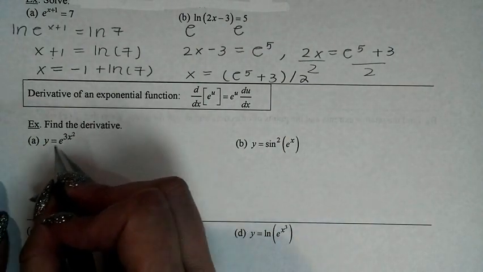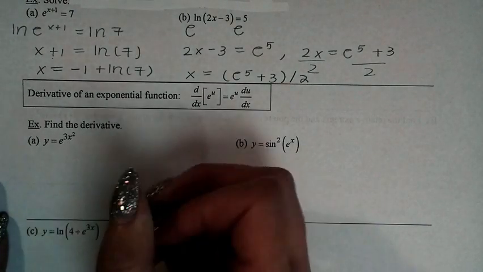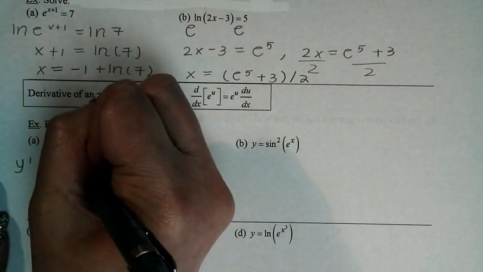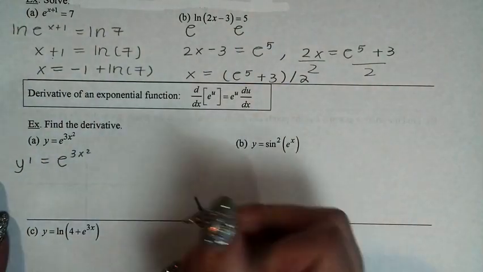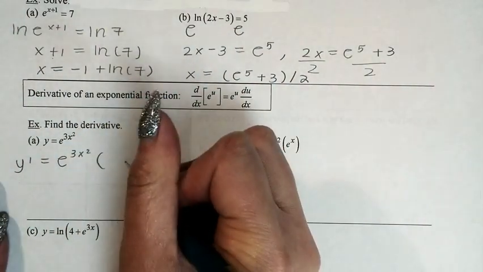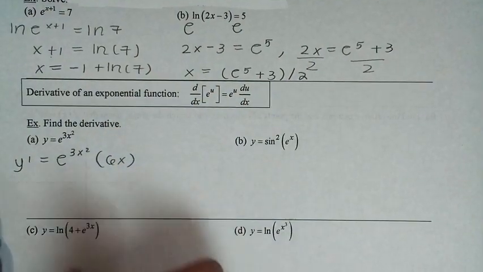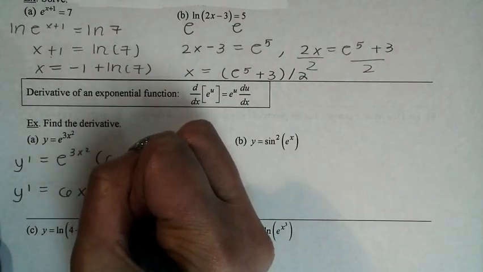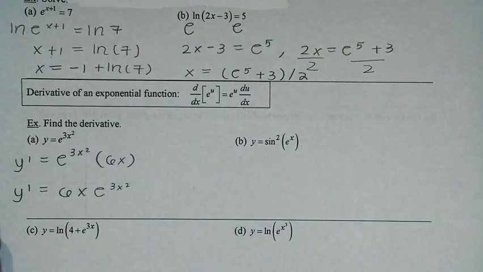If I ask you to find the derivative of y equals e to the power of 3x squared, what you have is y prime equal to e to the power of 3x squared times the derivative of whatever you have in the exponent. In this situation, the derivative of 3x squared is going to be 6x. So that's going to be your derivative. You can rewrite it if you want. You know that multiplication is commutative, so you can write it like this. But if you leave it like this, technically speaking, you are correct.